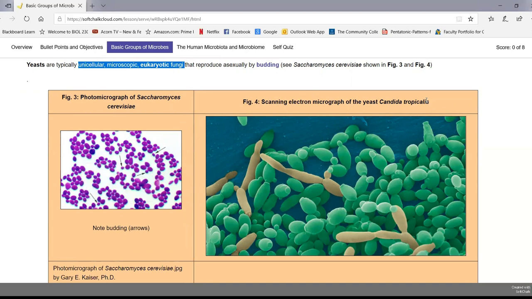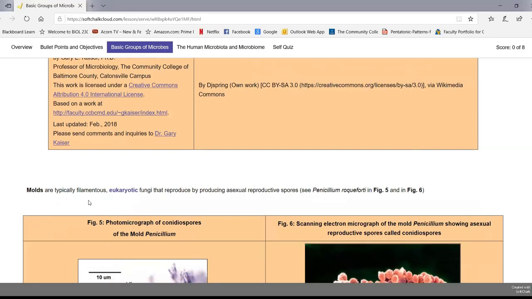And then this is another yeast, Candida tropicalis. Again, you see the oval budding yeast cell. And we'll also learn that yeasts will often produce filament-like structures called pseudohyphae and then hyphae, where they elongate and produce filament-like structures. Molds, on the other hand, are what we call filamentous fungi.